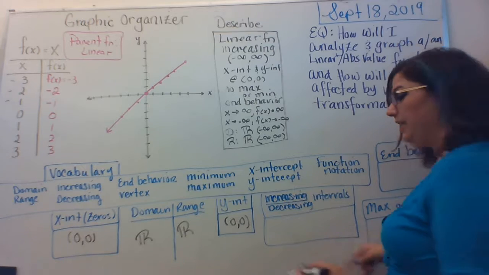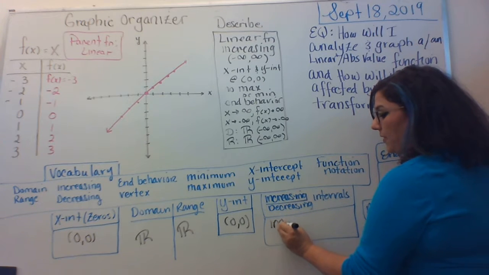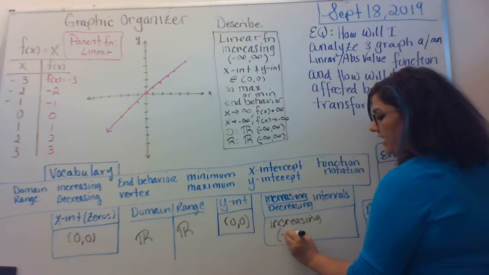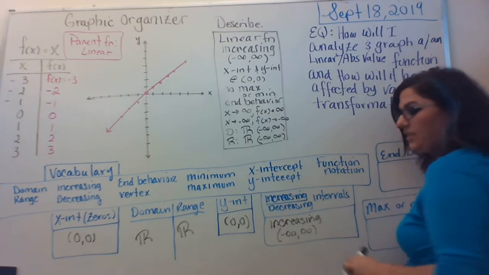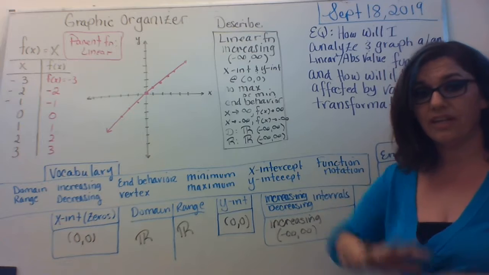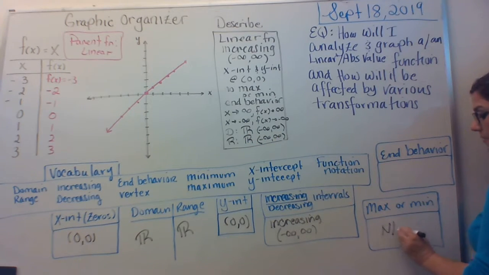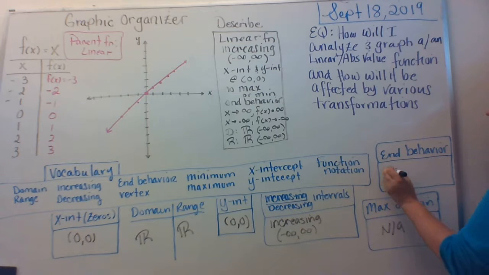Increasing or decreasing. This is increasing. Remember, it's going up. And it's increasing its entire existence. It increases from negative infinity to infinity. It increases forever. No maximums or minimums.